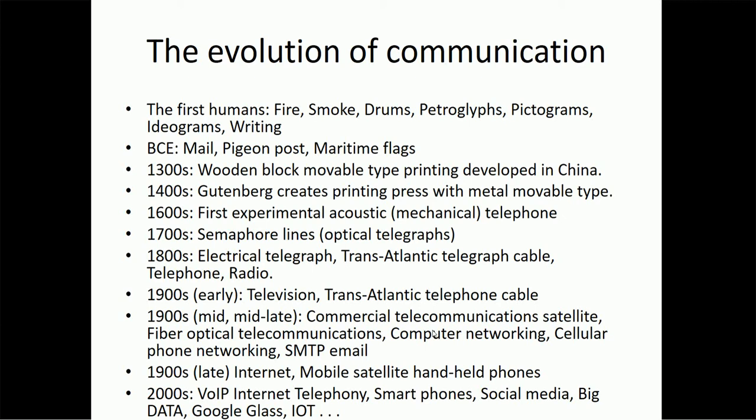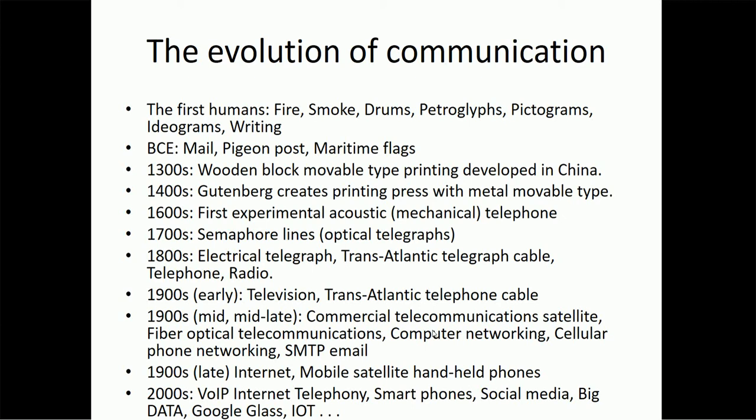In the 1300s, we advanced to wooden block movable type printing developed in China. 1400s, Gutenberg created a printing press with movable metal type. In the 1600s, the first experimental acoustic mechanical telephone came into being. By the 1700s, smart semaphore lines, optical telegraphs. By the 1800s, electric telegraph, transatlantic telegraph, telephone, and radio. By the early 1900s, we had television and transatlantic telephone cable.